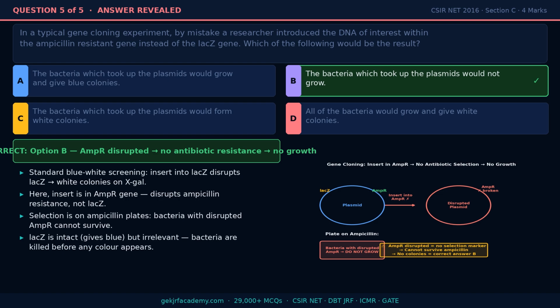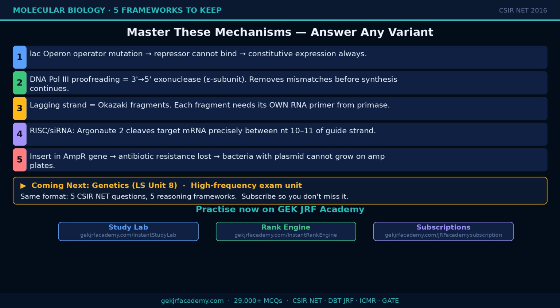Framework. Always trace the selection logic first before considering the reporter. If the selectable marker is disrupted, the bacteria die. Color is irrelevant. Let us consolidate the 5 reasoning frameworks from this video.